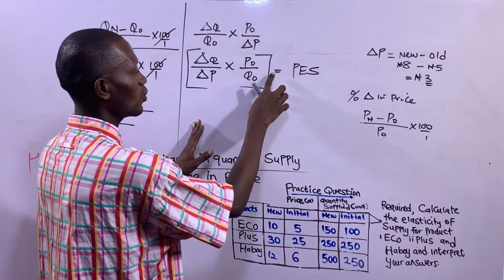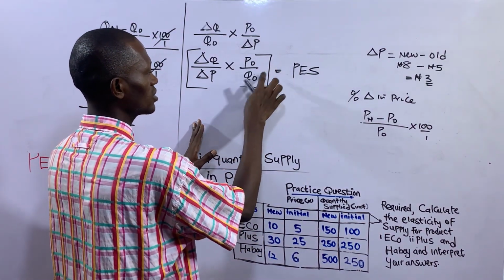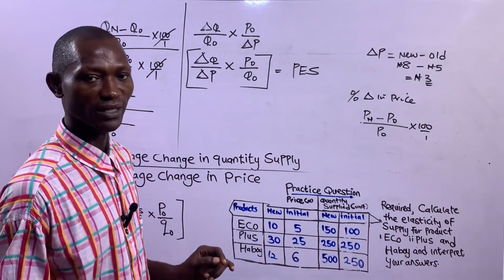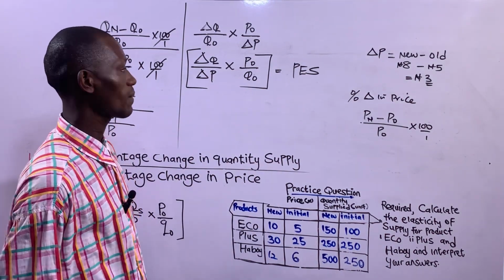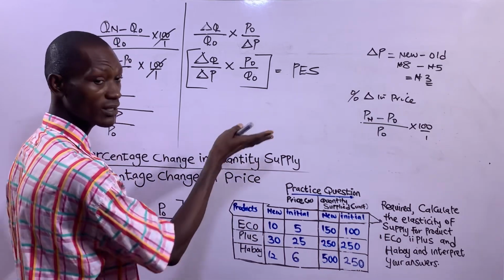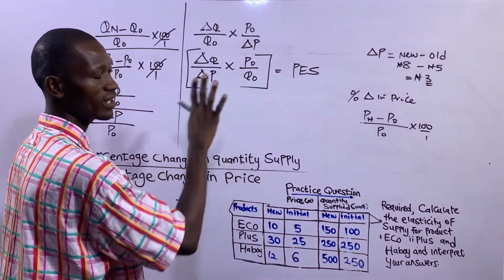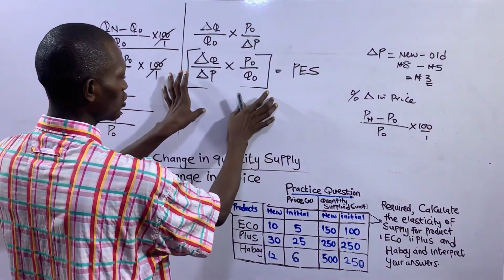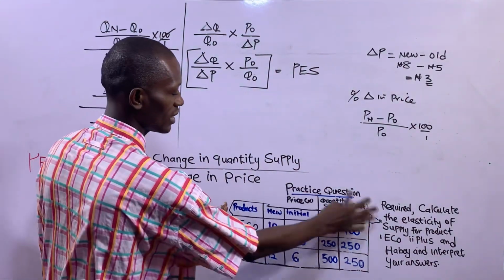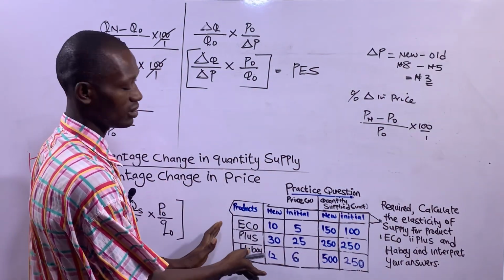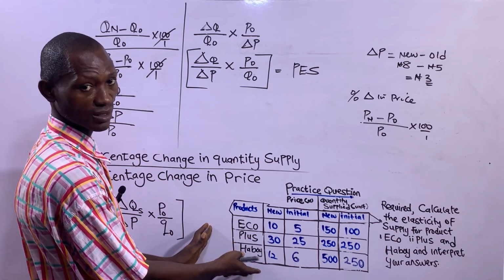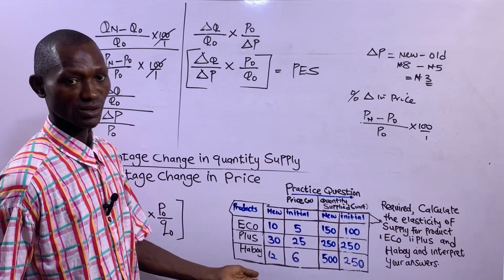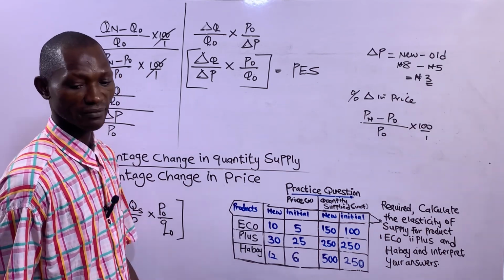So that's why we have positive here. We don't seem to have negative because of that positive relationship between price and quantity supply. So for supply, that's price elasticity of supply. No negative sign, but positive. So this is the formula we are going to be putting to use as regards doing justice to these questions we have here. So without much ado, let's do justice to these three products which we have.